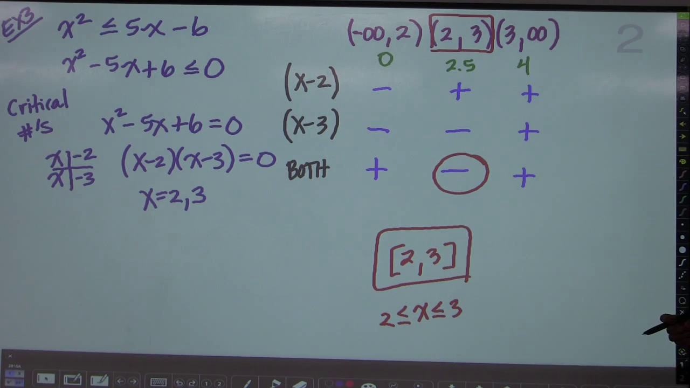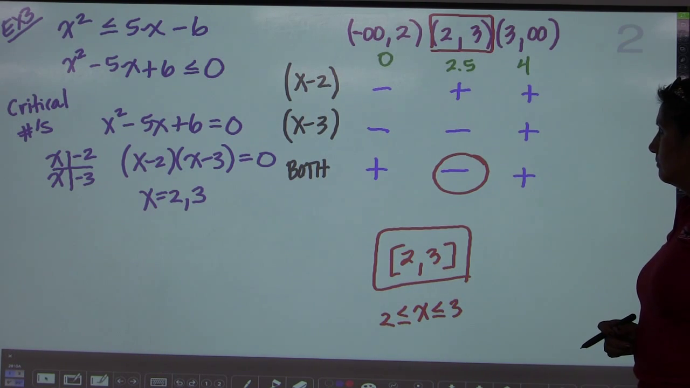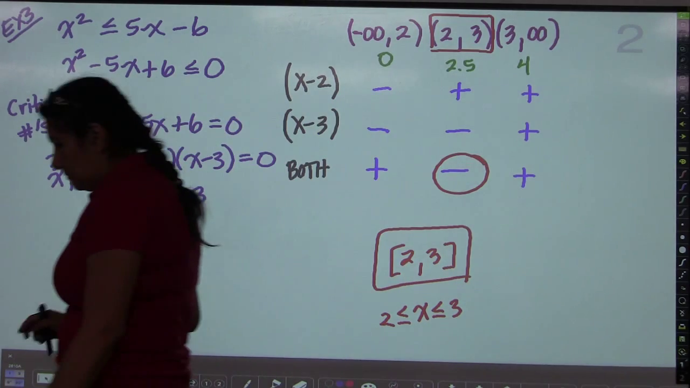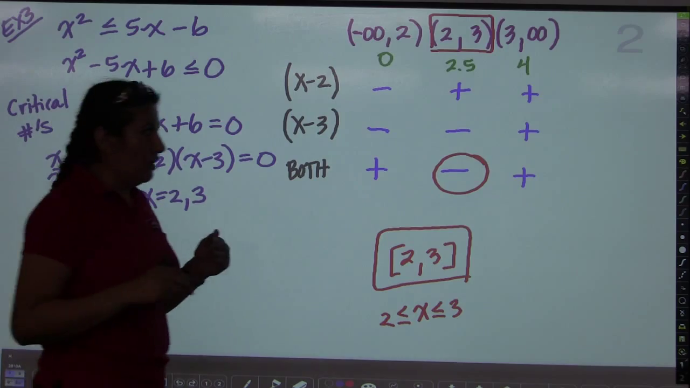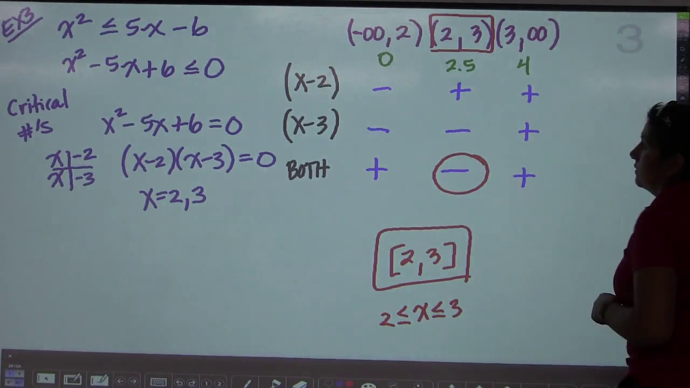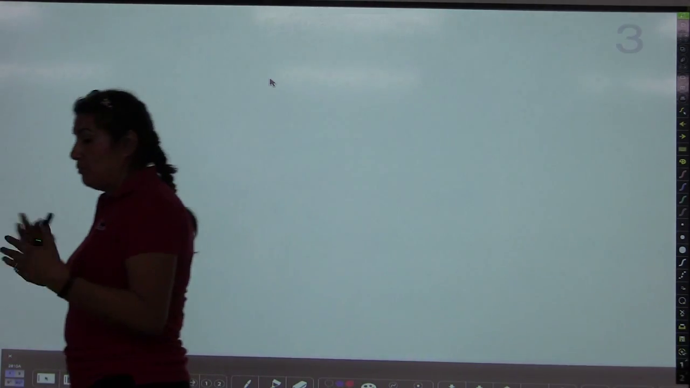Are we good? Awesome, awesome. We're going to do another one. I think I have 2 more and then I'm going to let you guys go. That's 4, right? This is the second example I've done. Yeah. And then we're going to do 2 more and then I'm going to let you guys start the homework. It should go a little bit faster now because we kind of have the process down.